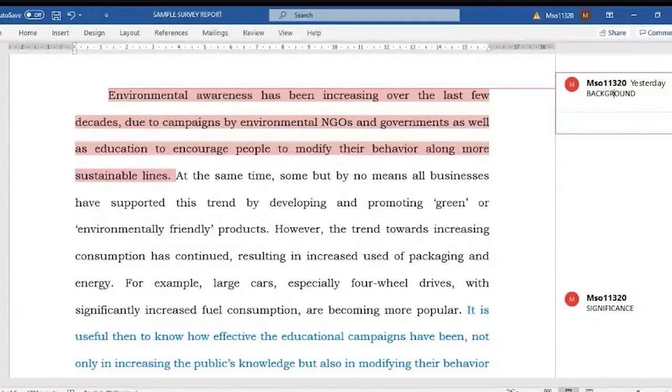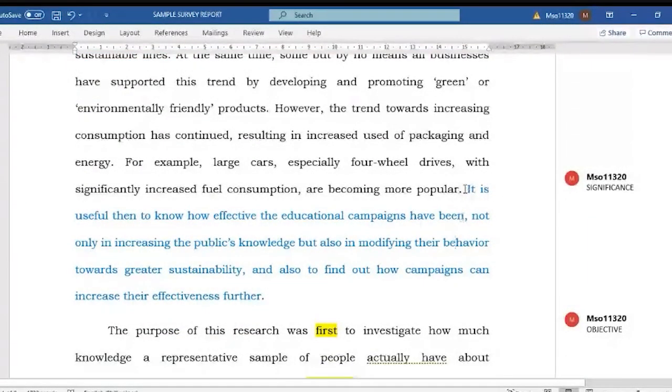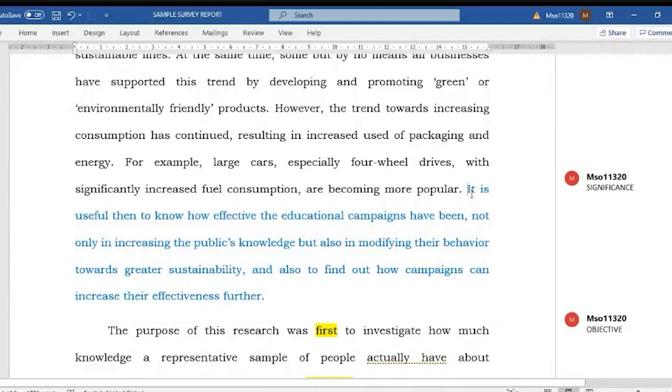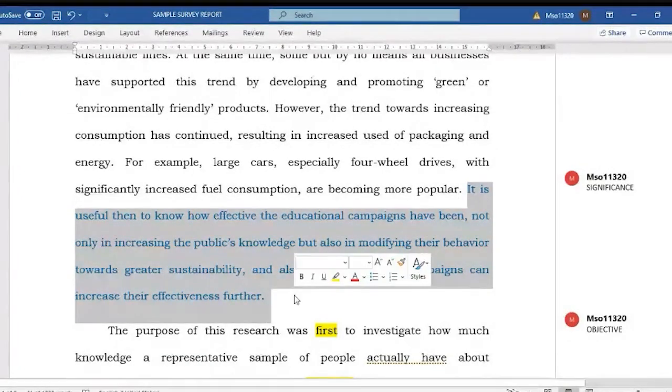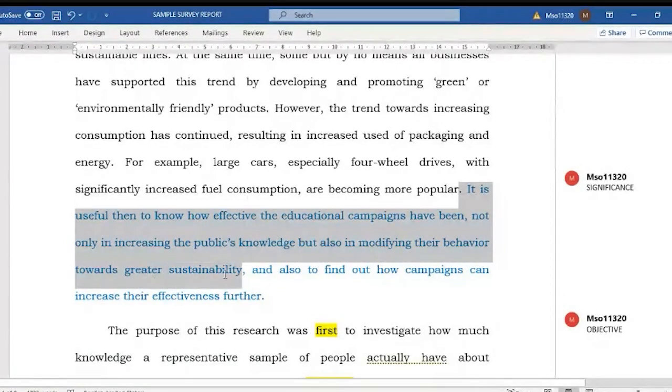And then in the introduction also, you are going to add the significance. You have to indicate the significance of the research. In this report, the writer indicated the significance. Why is it significant to study this topic? It is useful then to know how effective the educational campaigns have been, not only in increasing the public's knowledge, but also in modifying their behavior towards greater sustainability, and also to find out how campaigns can increase their effectiveness further.